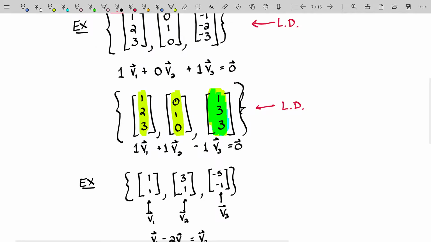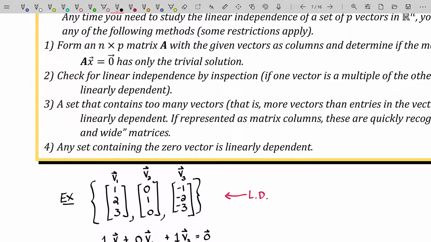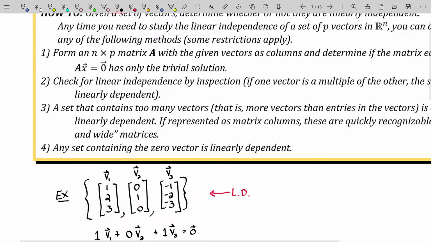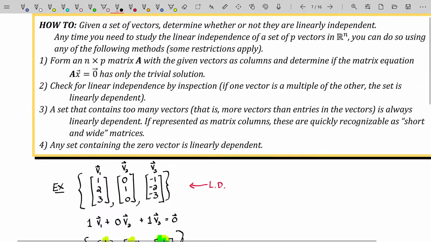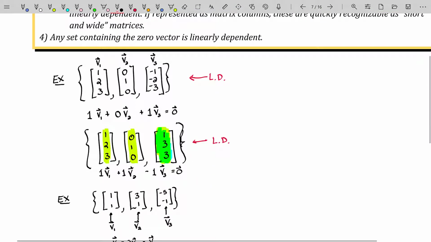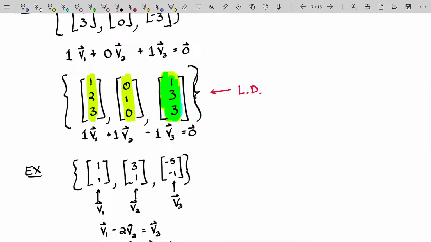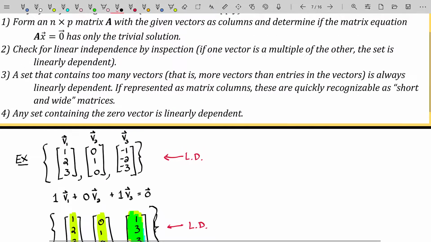So now I'll go back to the number 3 in this list and just say it again. A set that contains too many vectors, that is, more vectors than the entries in the vectors, is always linearly dependent. So our vector set down here contained vectors with only 2 entries, and we ended up having 3 vectors. Once you get to more vectors than those vectors have entries, the set is linearly dependent. Again, that will be a theorem we'll see in the future.